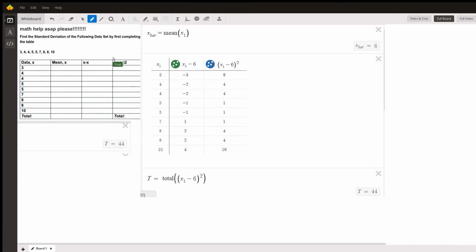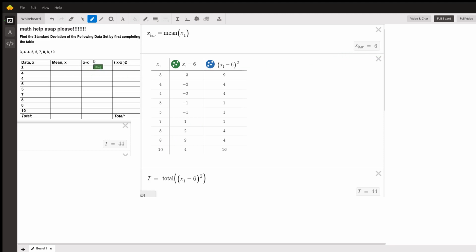Okay, here's a table filled in with your data set: 3, 4, 4, 5, 5, 7, 8, 8, 10. In order to calculate the standard deviation, you first have to calculate the mean of the data set, which means you have to add up the numbers in the x1 column and then divide by the number of numbers in the x1 column, of which there are 9. So I just calculated it here using a function on Desmos, find the mean of x of 1, and it turns out it's 6.